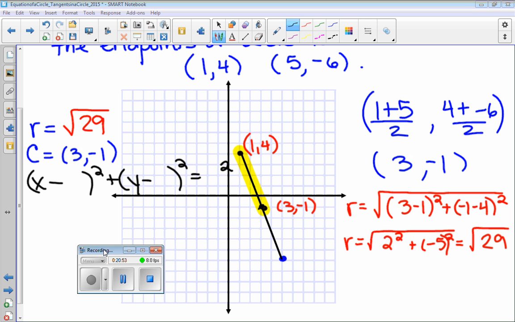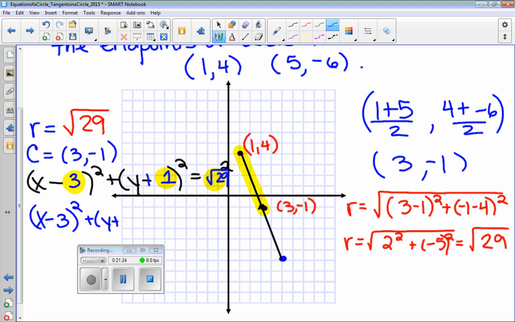So remember what I told you. When you're writing the equation, I'm filling in those 3 blanks, the h, the k, and the r. So what am I going to plug in? X minus 3 squared, plus y plus 1 squared, equals the square root of 29 squared, which is just 29. So if you wanted to go ahead and write it, that would be the answer.